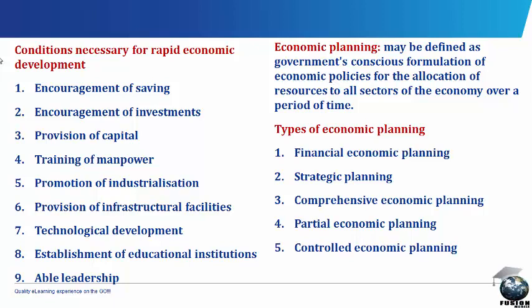Types of economic planning. There are different types of economic planning, and they are 1. Financial economic planning, strategic planning, comprehensive economic planning, partial economic planning, and controlled economic planning. Financial economic planning. This type of economic planning involves the distribution of national income to various sectors of the economy.